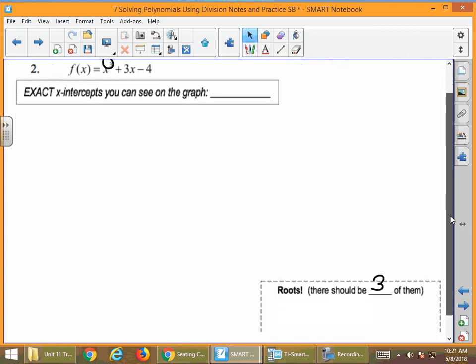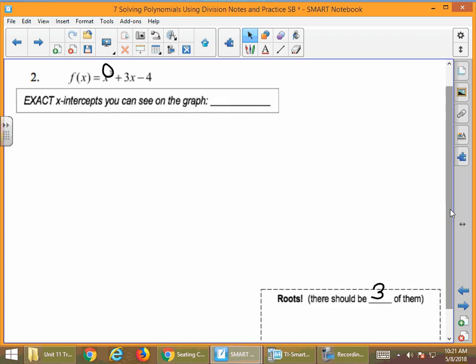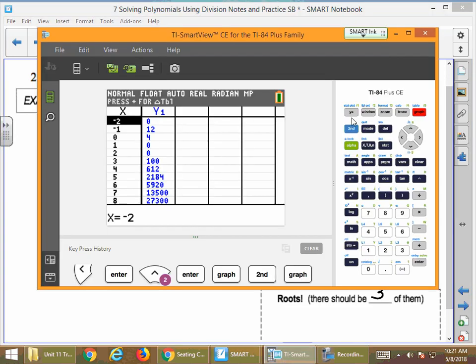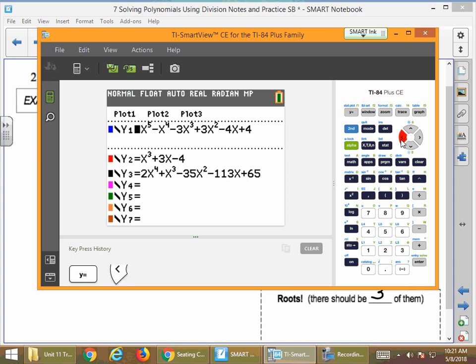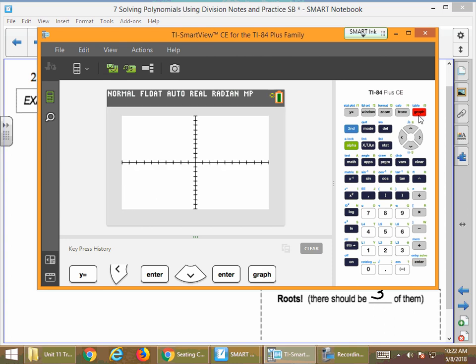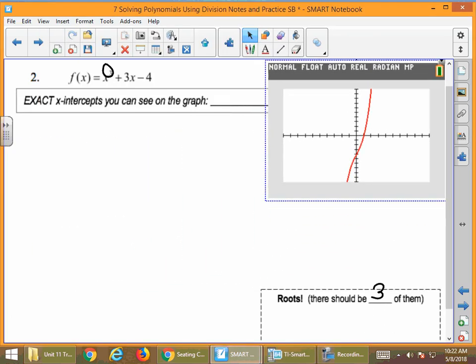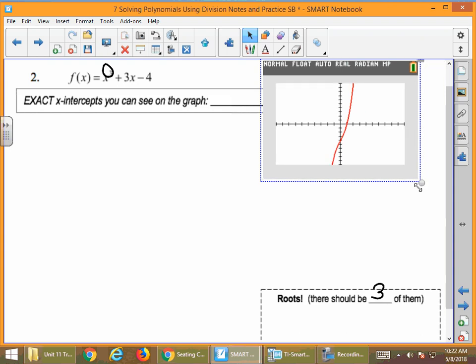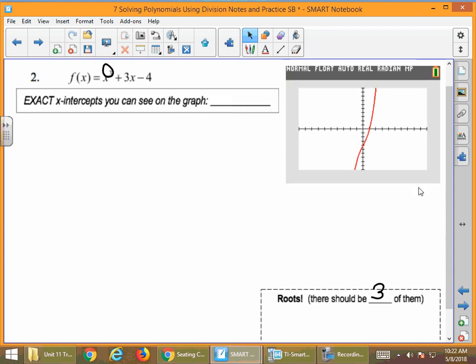So what we're going to do next is type this function into our calculator. I'm going to go back and turn this one on. So it's x cubed plus 3x minus 4. And when we type that into our calculator, we get a picture that looks like that. What we want to be able to do is identify roots there. And I think that we can identify those roots. In fact, there only seems to be one root, which is 1.